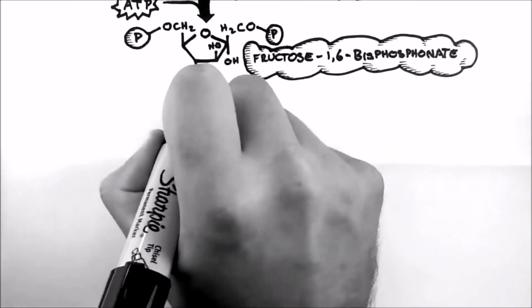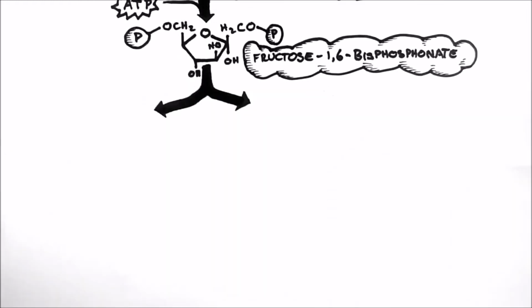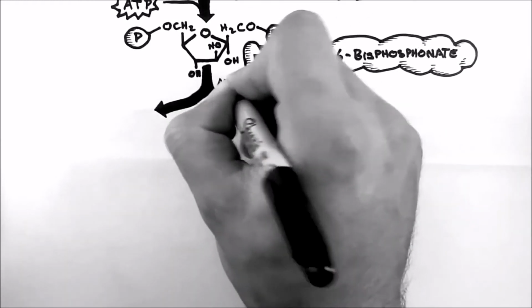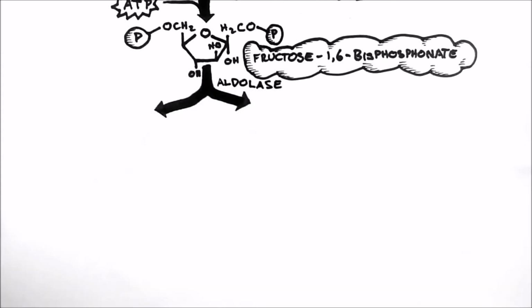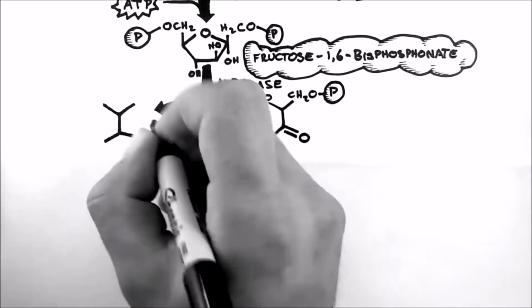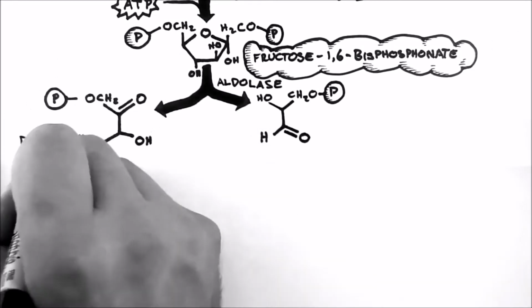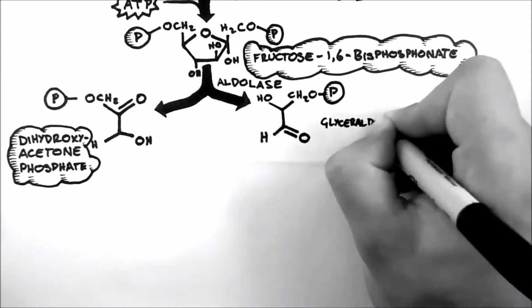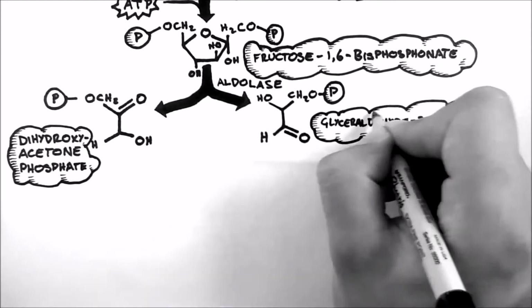Anyway, moving on, the molecule is then split in half by fructose bisphosphate aldolase. An aldolase is an enzyme that creates or breaks carbon-to-carbon bonds, which makes it the enzyme of choice to split the fructose 1,6-bisphosphate molecule into these two molecules, dihydroxyacetone phosphate and glyceraldehyde 3-phosphate.